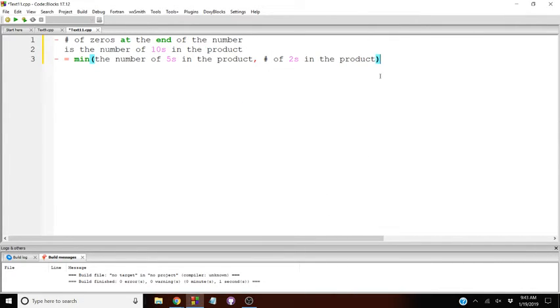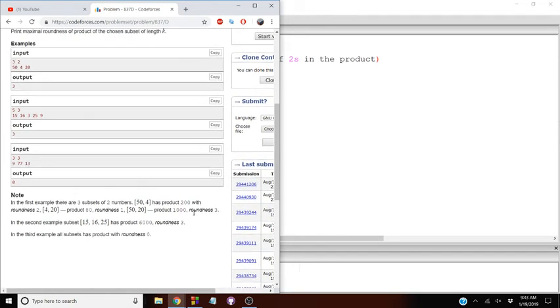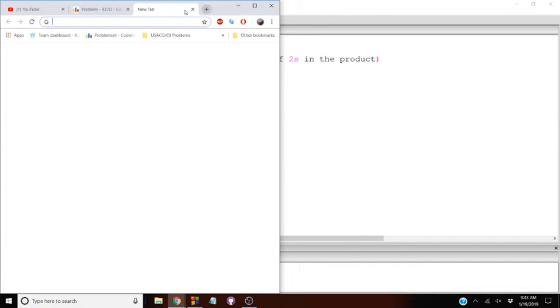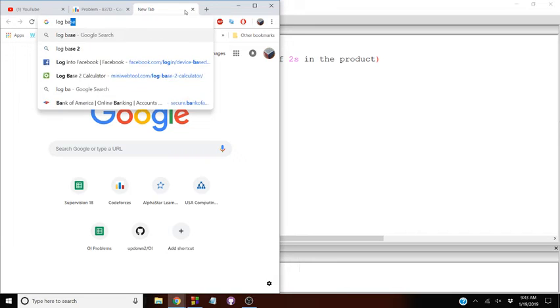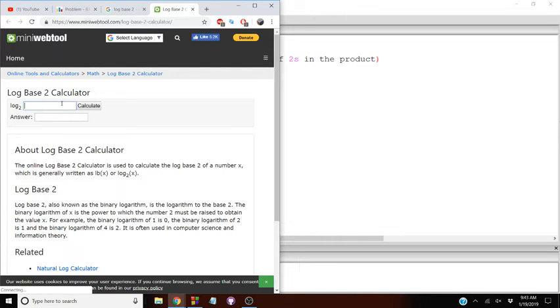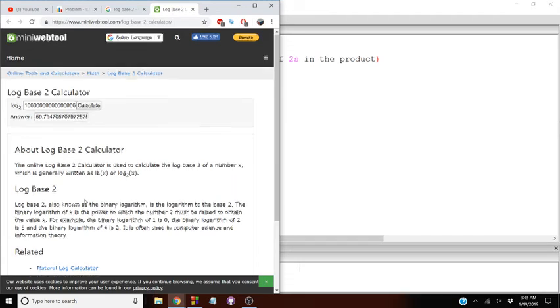So we're trying to find the number of fives in the product and the number of twos in the product. Okay, the numbers can go up to 10 to the power of 18, right? So to find the max number of 2's, we just take log base 2 of 10 to the power of 18, which is 60. And then the number of 5's is a lot less than 60.